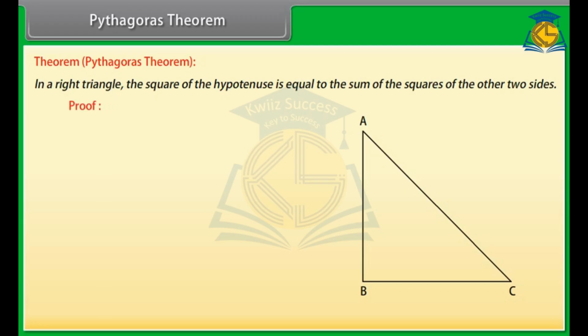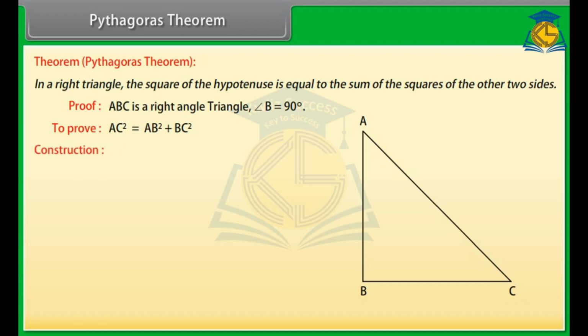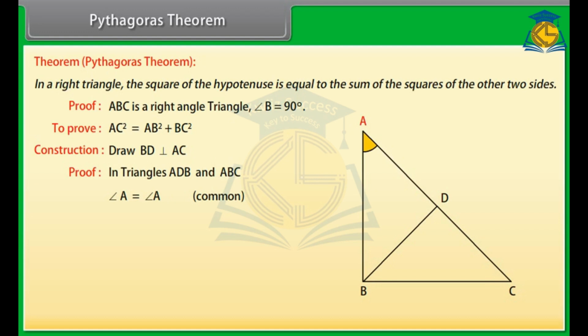Proof. ABC is a right-angled triangle. Angle B is equal to 90 degrees. To prove, AC square equals AB square plus BC square. Construction. Draw BD perpendicular to AC. Proof. In triangles ADB and ABC, angle A is equal to angle A, common. Angle ADB is equal to angle ABC, each 90 degrees.